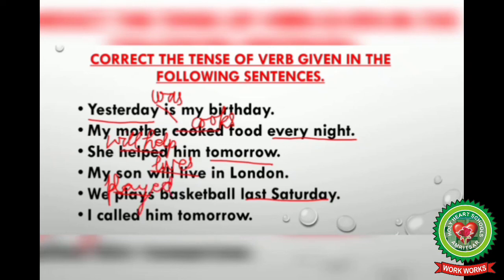Now moving on to our last sentence, I called him tomorrow. Tomorrow in a sentence indicates that an action will happen in the future. So instead of called, we will use future tense, that is will call. So the answer is I will call him tomorrow.